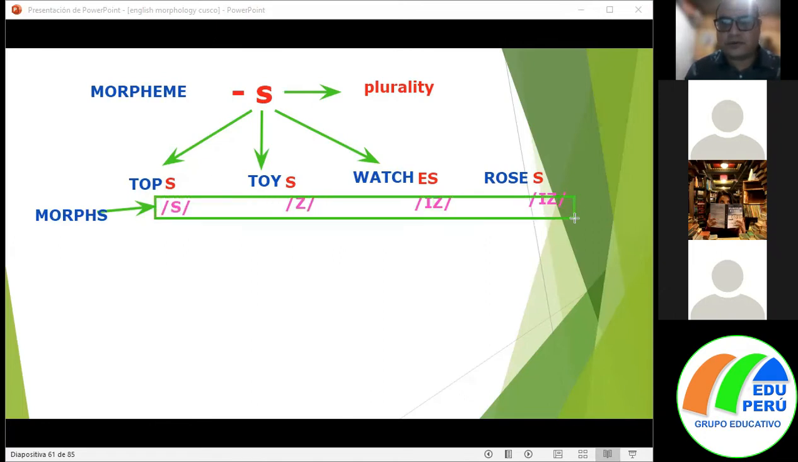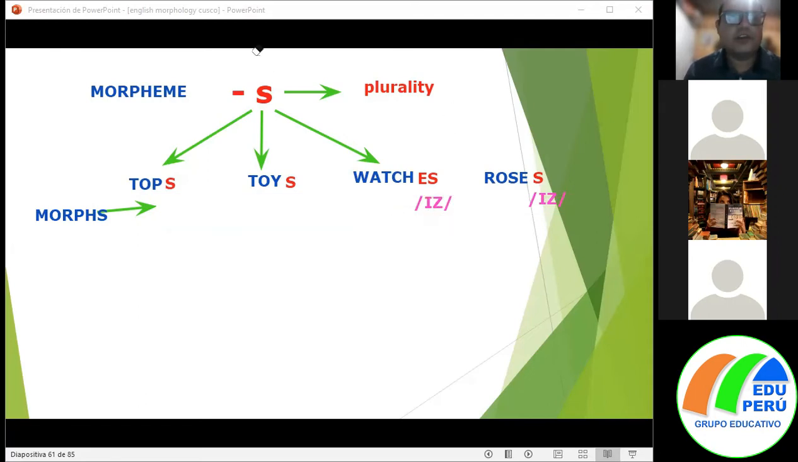allomorphs. So all of them, notice here, oh, I erased one of them. Sorry, I'm going to write it again. So all of these three morphs are allomorphs. Why do we call them allomorphs? Because these are variations. Notice, these are variations of the morpheme.